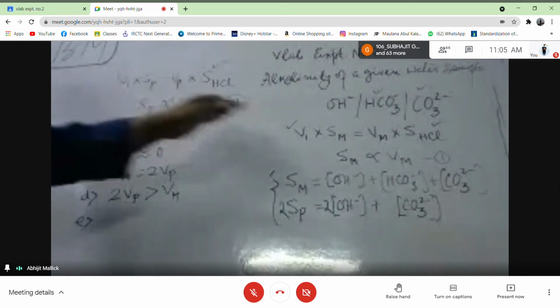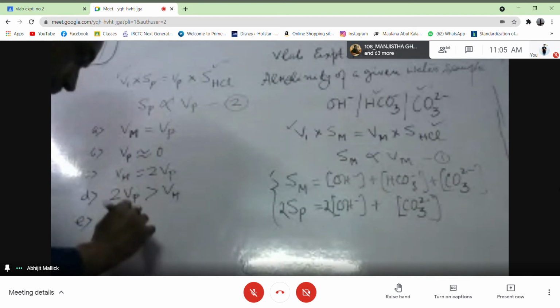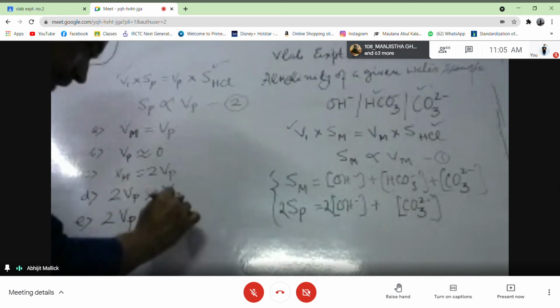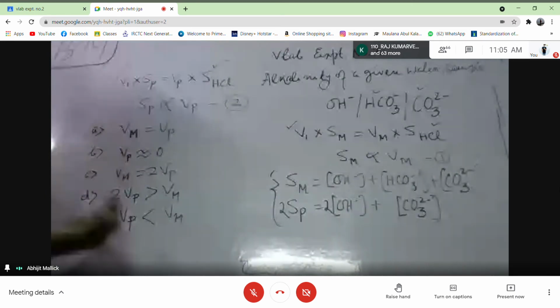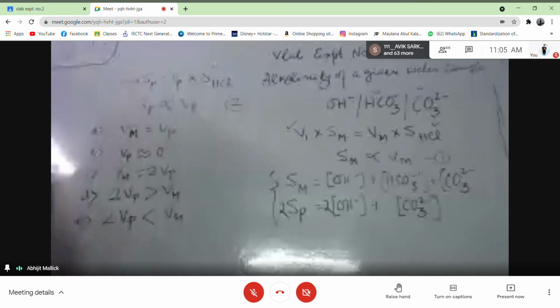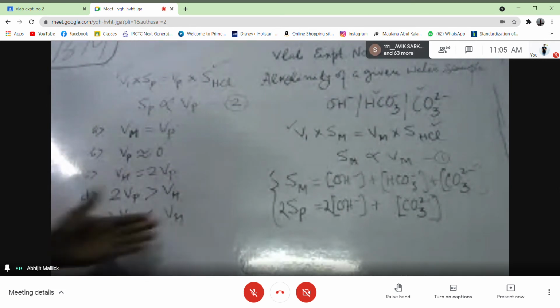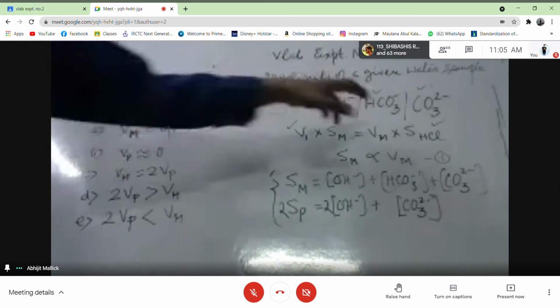Then using equations 1 and 2 we can write 2VP is less than VM. That means suppose VP is 6, then VM will be say 13, 14 or 15 like this. 2VP is less than VM. If this happens, we can conclude that these two are present.